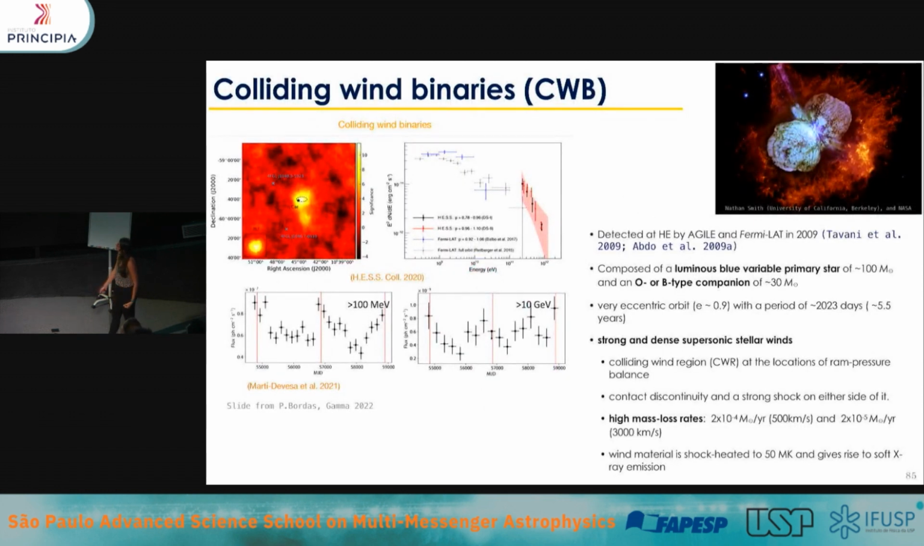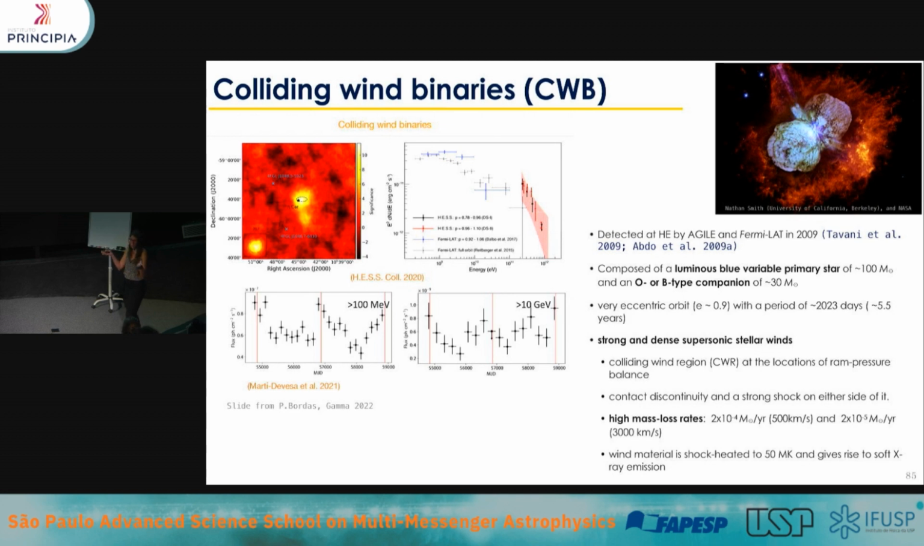And then just to finish, colliding wind binaries like Eta Carinae, which is the system in the south, was detected for the first time by AGILE and Fermi-LAT, and H.E.S.S. has also detected it. And actually, there might be a few more colliding wind binaries, but for the moment this is the only system that we know is emitting at very high energies.